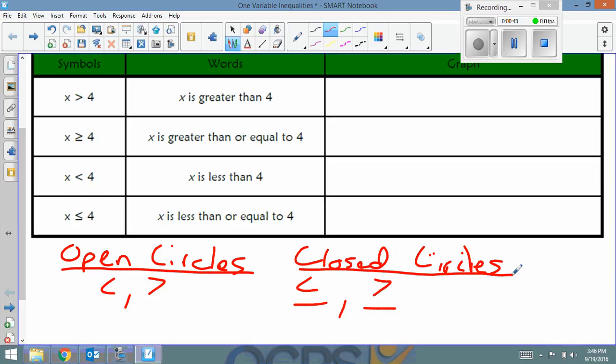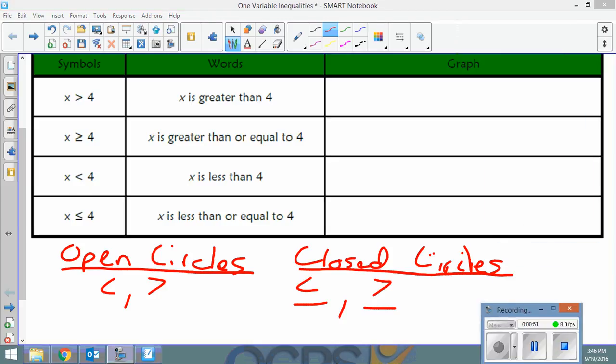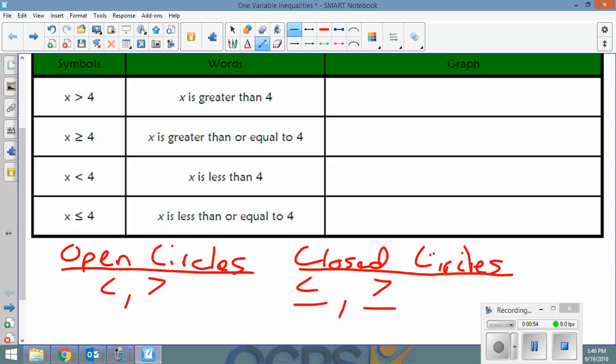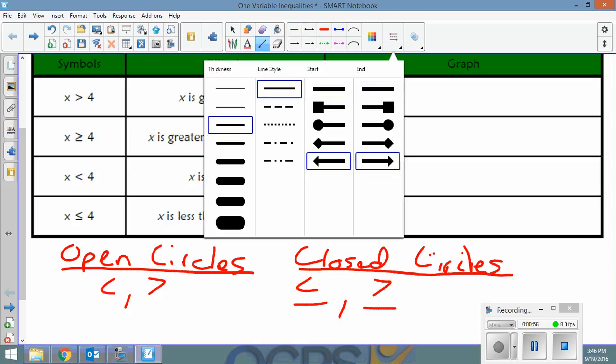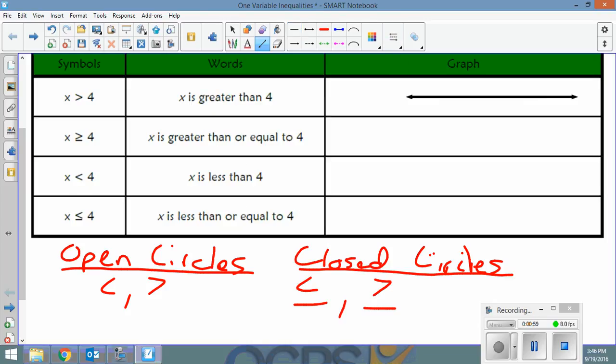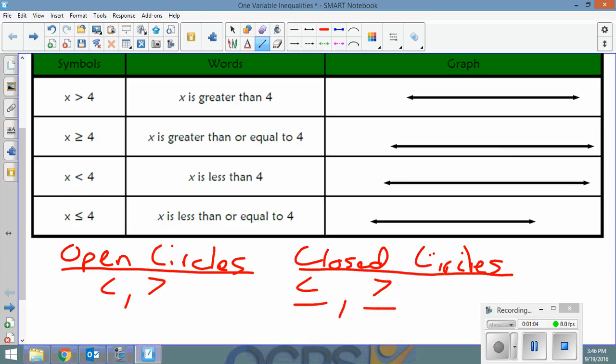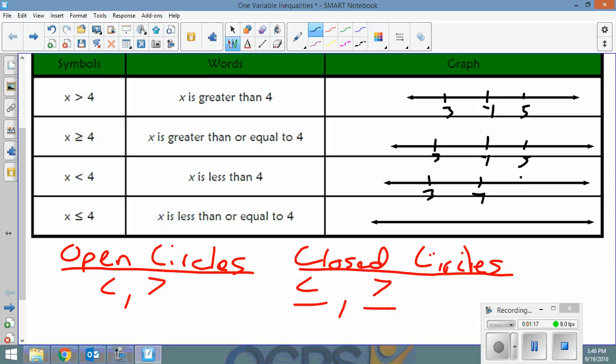Okay? So when we're graphing inequalities, we're going to use a number line. So let's make our number line here. So we have a number line, and we're going to use these number lines. And then we're going to make these 3, 4, 5, 3, 4, 5, 3, 4, 5, 3, 4, 5. So what it means with the open and closed circle.